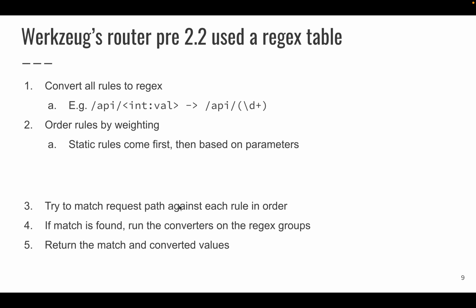If a match is found, we run the converters on the regex groups, such as this one, when you run an int converter. And then we return the match and the converted values, which allows us to call the function. So I hope that makes sense, but if it doesn't, here are a few worked examples.